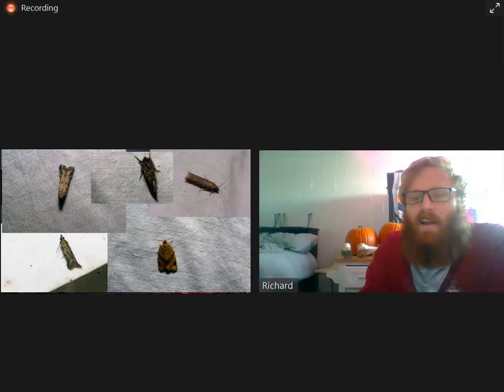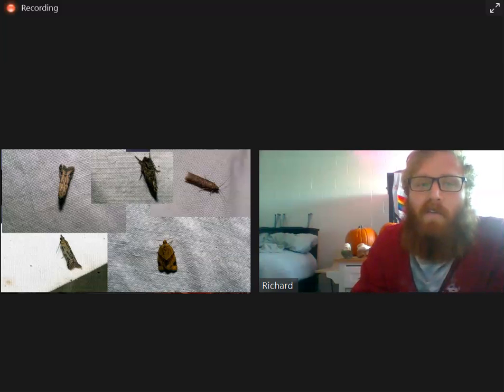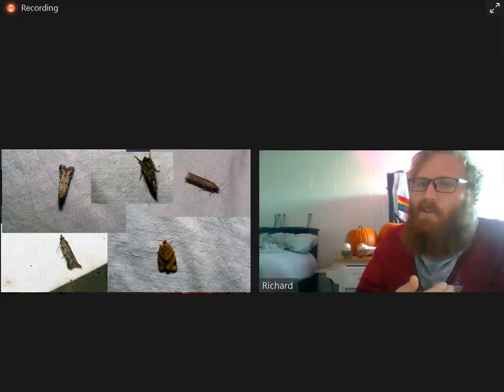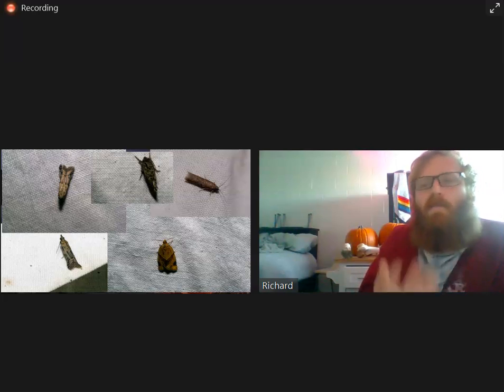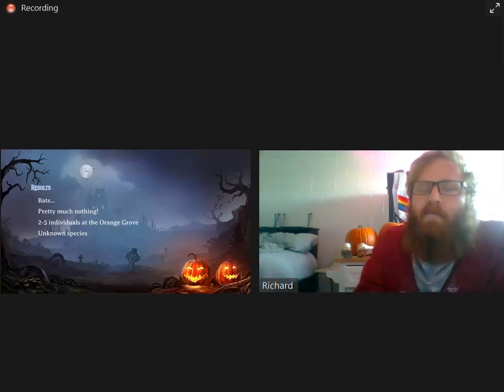And then here's some of the images of the 5 morphospecies, approximately, of moth that I got. And again, some of these might be the same species, but I got quite a bit of images of them. About 15 individuals of these 5 groups. Okay, and then for bats, I got nothing.